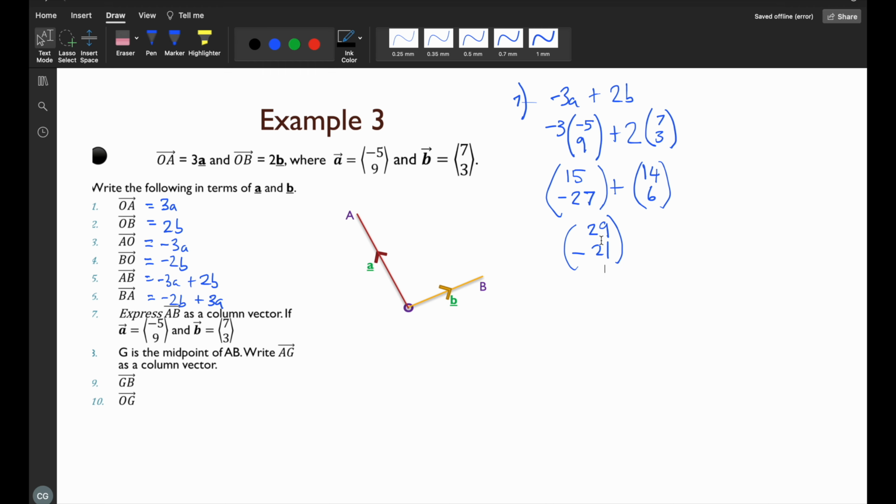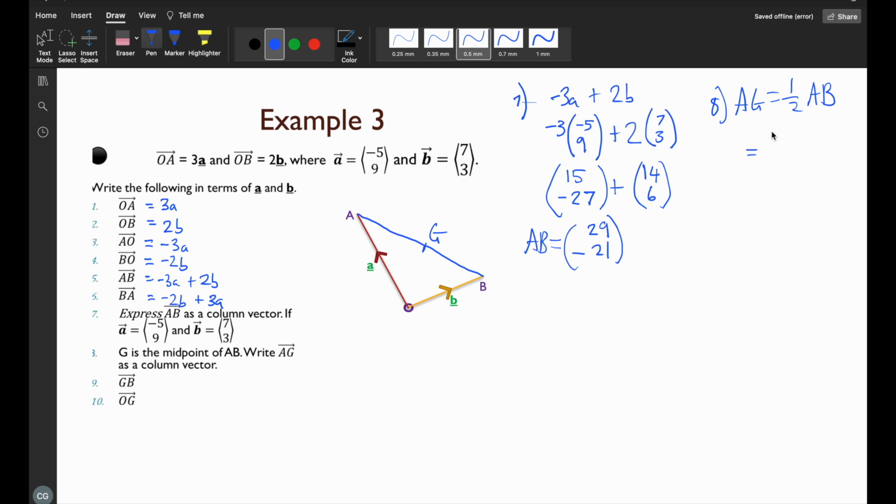Alright, so we have G being the midpoint of AB. So let's see, we had G here. So this is for the second question. So G is the midpoint of AB. So we already wrote that down. So now we need to write AG as a column vector. So A to G. So as you can see, AG is half of AB. And right here, we have AB. So AG is equal to half AB.